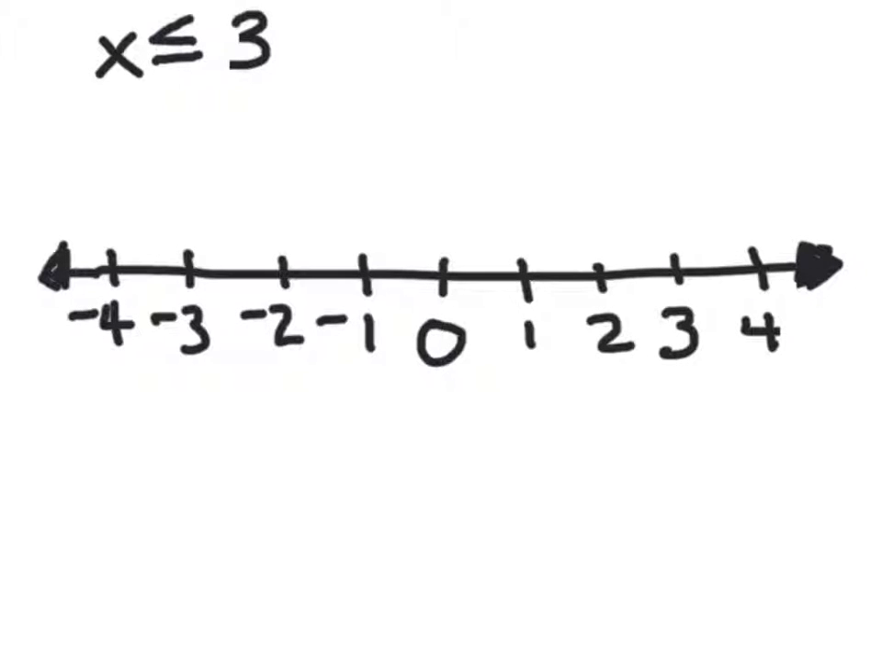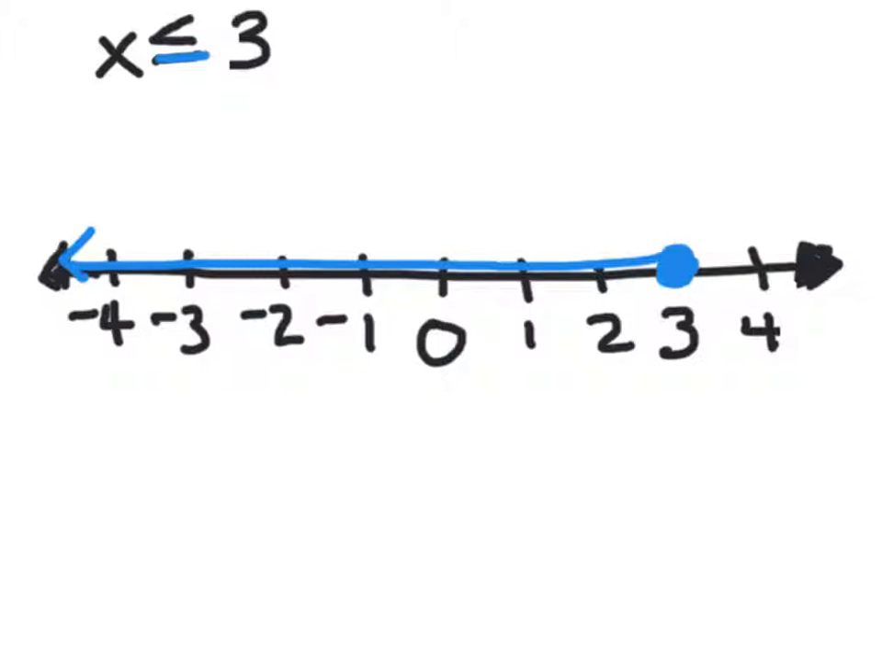We are going to graph this linear inequality and show the interval notation for it. So the first thing I'm looking at, I see that x is less than or equal to 3. As soon as I see less than or equal to, I know that I have to make a solid dot. Less than is telling me that my line needs to go in this direction.